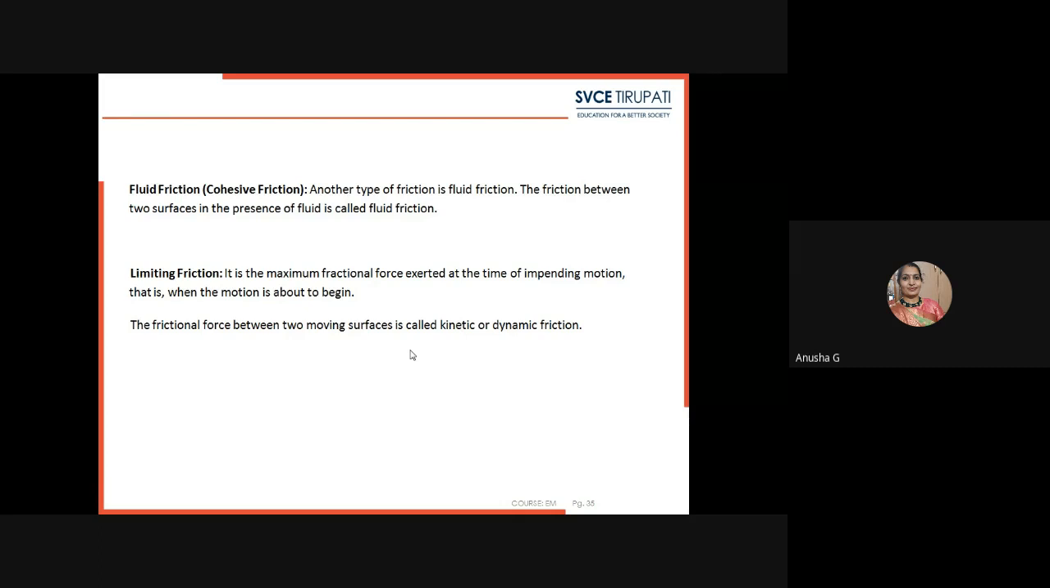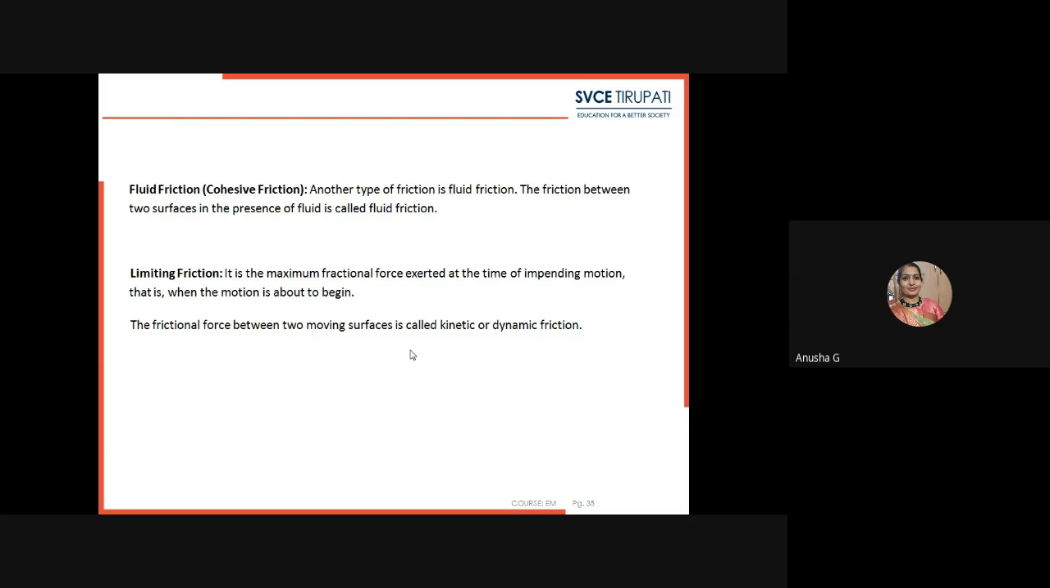That means another type of friction is the fluid friction. The friction between the two surfaces in the presence of fluid is called fluid friction. That means if you are taking the boat in the water, waves will be in one direction, but our boat or ship will move in the other direction. The moving of the ship and the friction will be in opposite directions. That has to be observed. That is called the fluid friction.